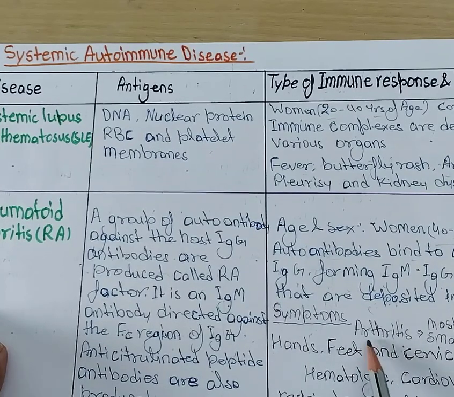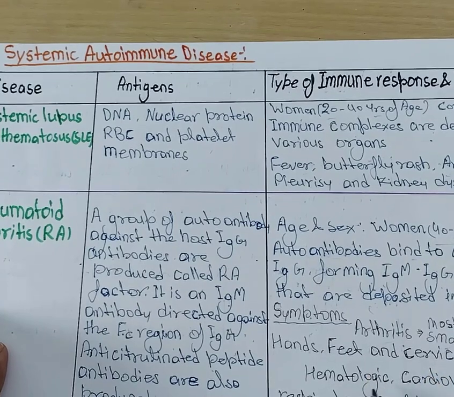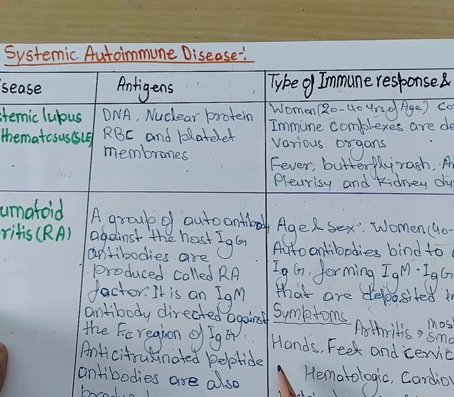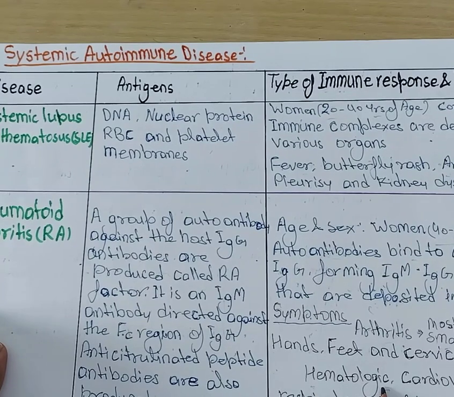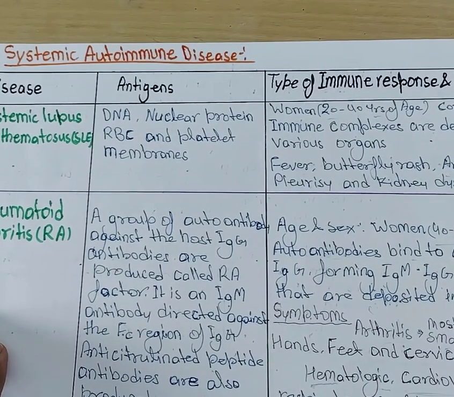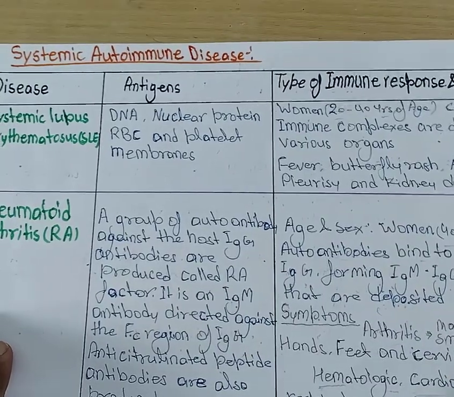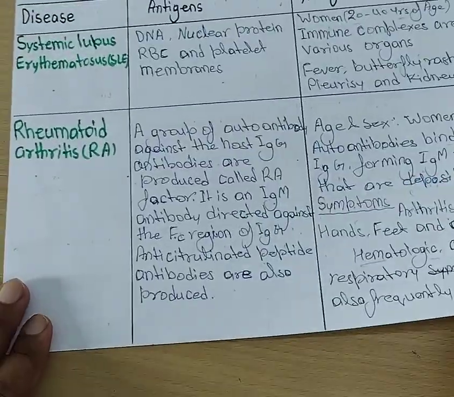Symptoms: the main symptom is arthritis, where the most commonly affected are small joints of the hand, feet, and cervical spine. Other minor features are seen, like hematological disturbance or cardiovascular features. The respiratory system is also frequently affected in case of rheumatoid arthritis.